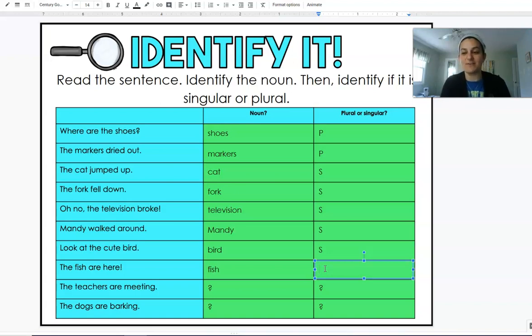And that's kind of something that we're going to be learning about. So we're going to say that that word fish is plural. Next, it says the teachers are meeting. The teachers is the noun, and there's more than one teacher in that sentence, so we're going to say it is plural. Last here, the dogs are barking. Oops, sorry guys. The dogs is the noun, and there's more than one. I see that S on the end, so we say it is plural.